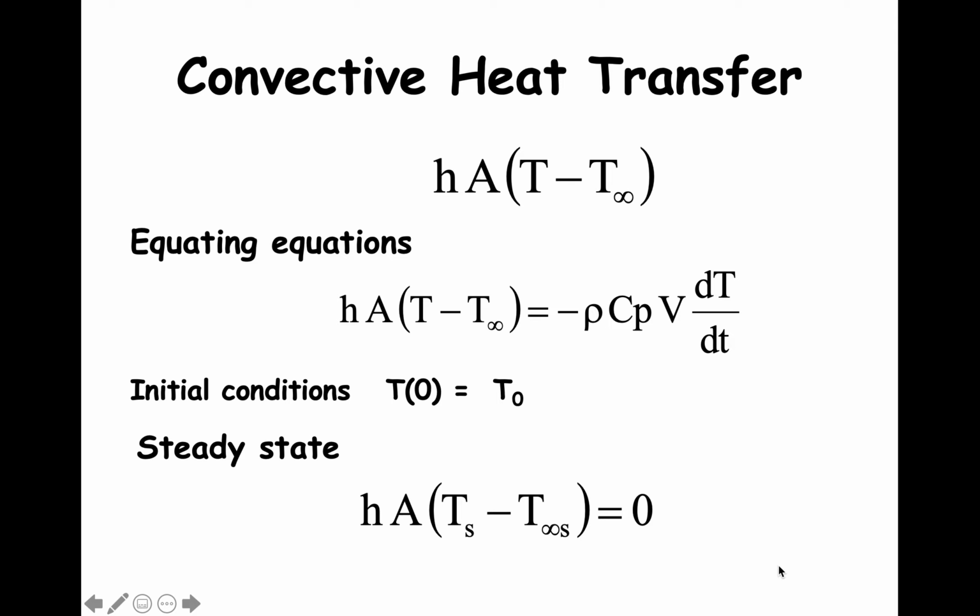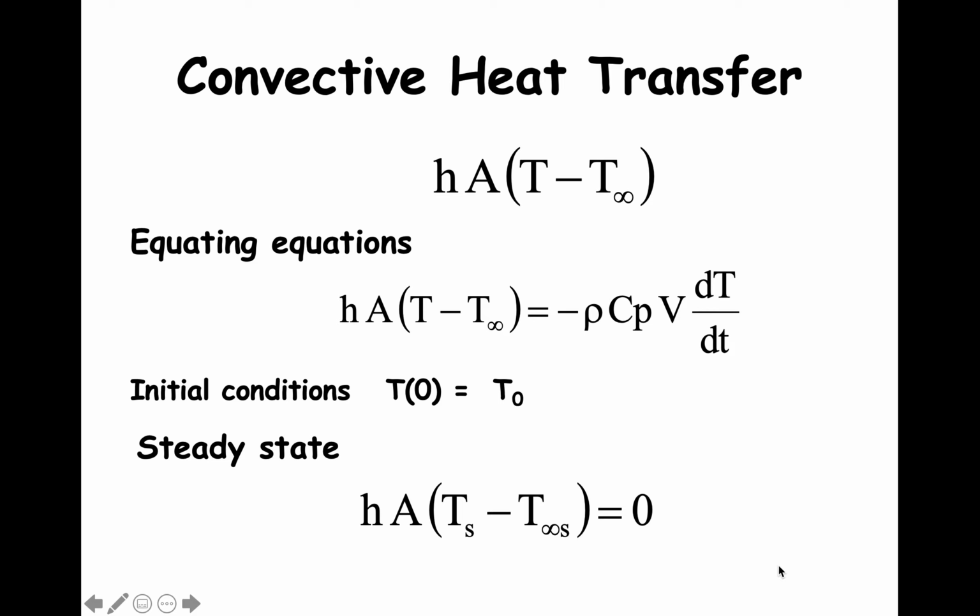The negative sign is introduced because we are defining the direction of the convection heat flow by the case where T infinity is colder than the temperature of the sensor. Then the sensor will lose heat. The initial sensor temperature is going to be T0.